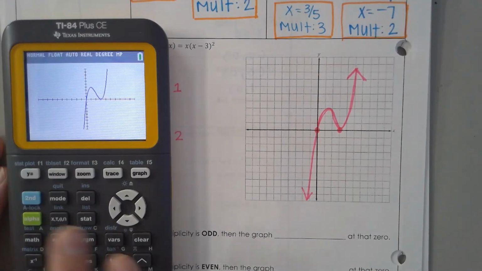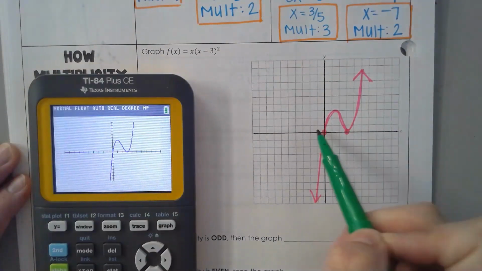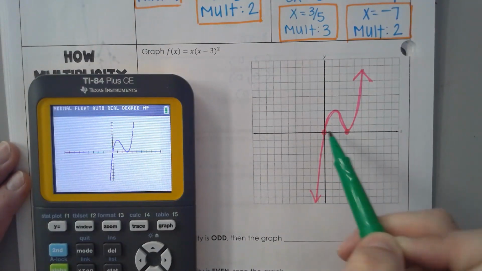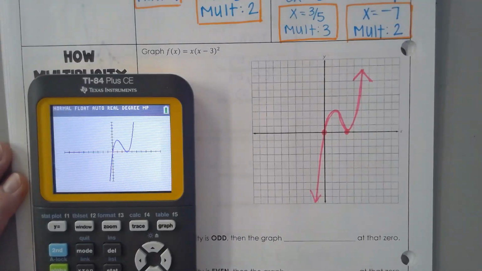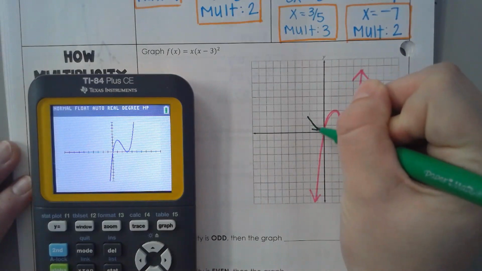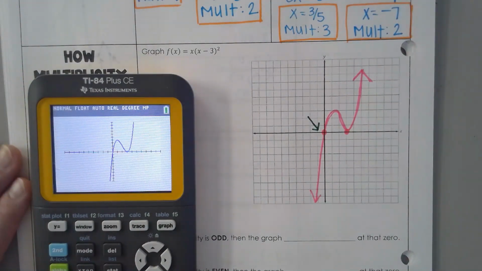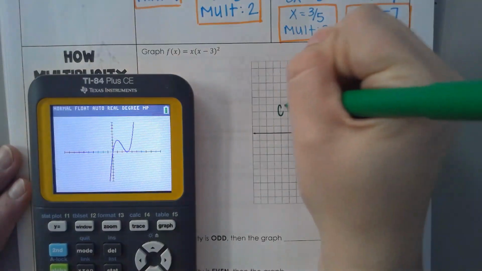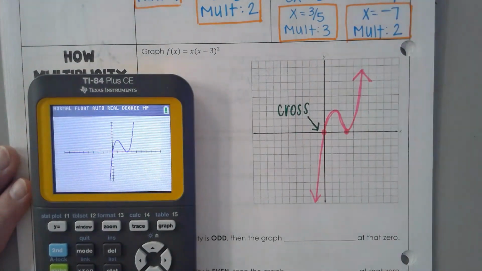So if I look at the two x-intercepts, what's happening at those points is a little different. This one, what's the line doing at that point? It completely goes through it, right? Goes from one side to the other. So we're going to say that it crosses there. It actually goes in one side of the point and out the other.